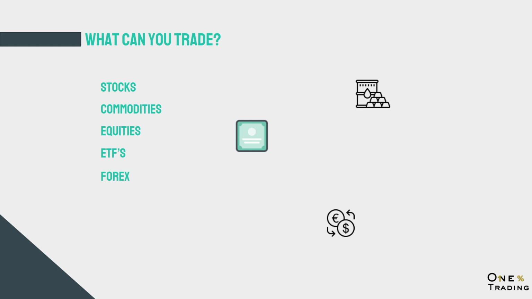So some of the financial instruments that you can trade are stocks, commodities, equities, ETFs or exchange traded funds, Forex, and bonds or government treasuries. Now you may be wondering, why would we want to choose one market over the other? We actually prefer to trade Forex because of various reasons that we are also going to look at a little bit later in this video.